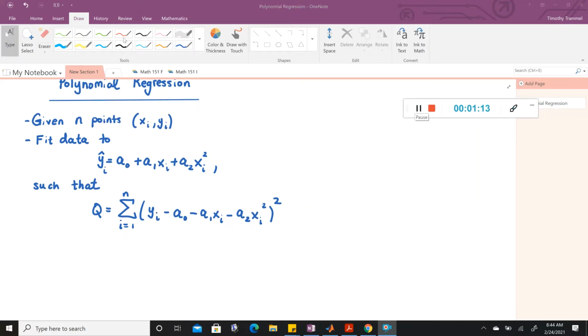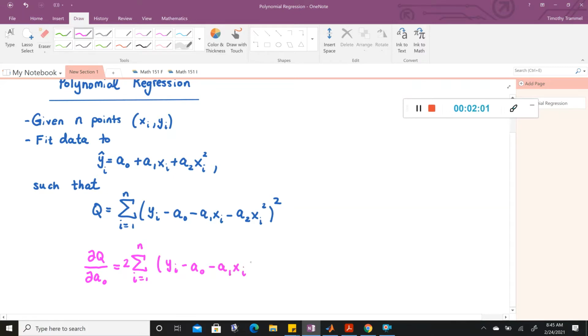Okay, let's go ahead and take our first partial. Let's go the partial of Q with respect to a sub 0. Okay. So if we were to do that, we'd get the sum from i equals 1 to n. We bring that 2 down, and if you want to, you could bring that 2 all the way out front. That would be fine too. Okay. And then we'll have y sub i minus a sub 0 minus a1 x sub i minus a2 x sub i squared, and then this would all be to the 1.